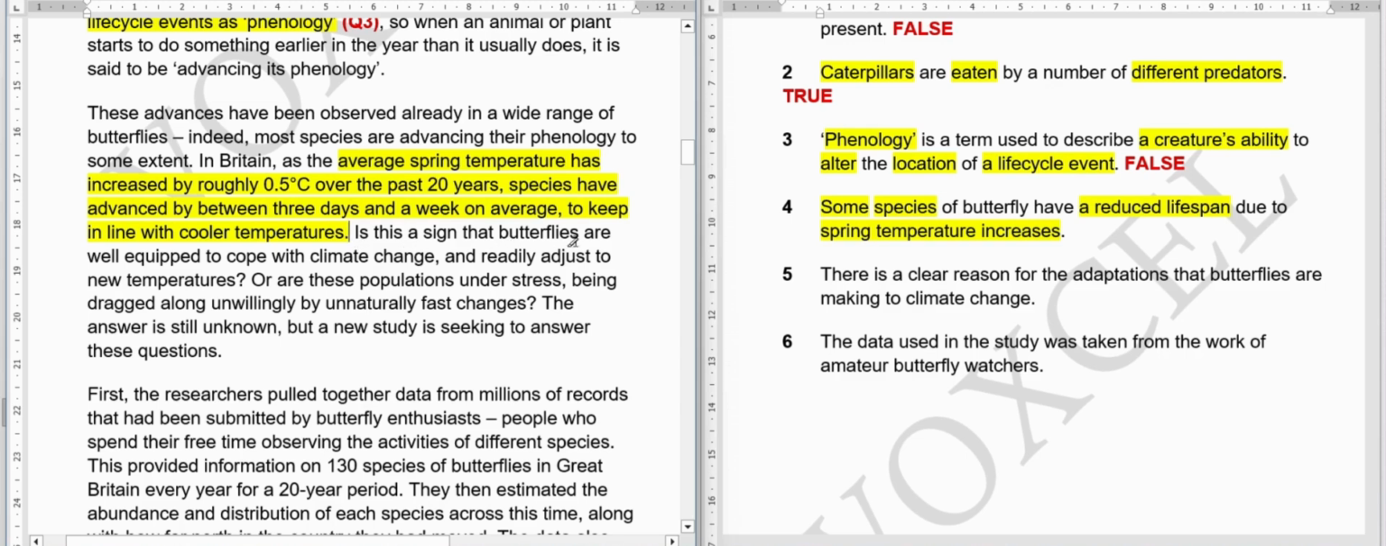Is this a sign that butterflies are well equipped to cope with climate change and readily adjust to new temperatures, or are these populations under stress, being dragged along unwillingly by unnaturally fast changes? The answer is still unknown, but a new study is seeking to answer these questions. So this is our location basically. Now you have some time to tell me the answer, and your time starts now.